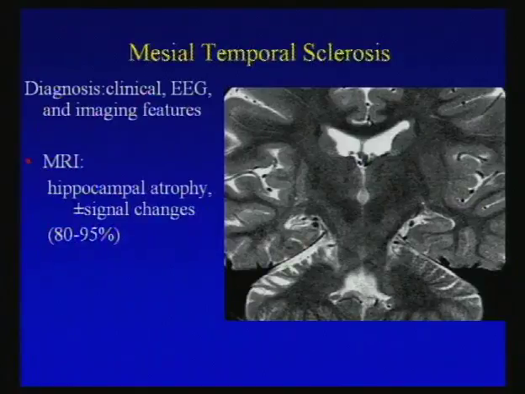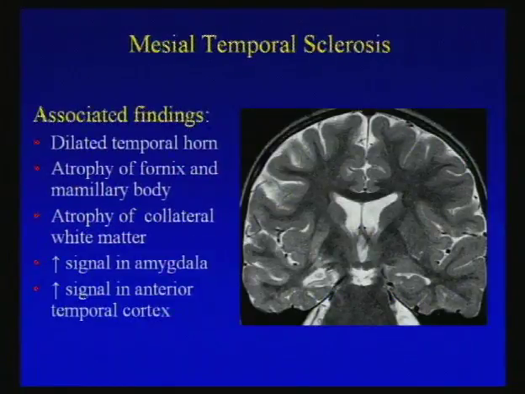So the diagnosis is made based on the specific clinical seizure type, EEG findings, and imaging features. So imaging really plays an important role in making the diagnosis. What do we see? The most common findings are atrophy of the hippocampus and abnormal high signal intensity on T2 weighted and FLAIR imaging. This is seen in the majority of patients. What else can we find?